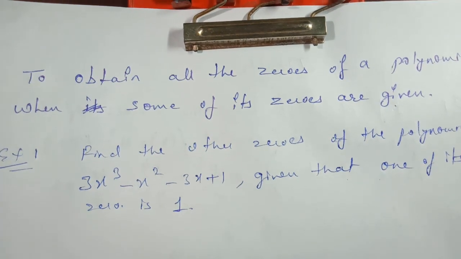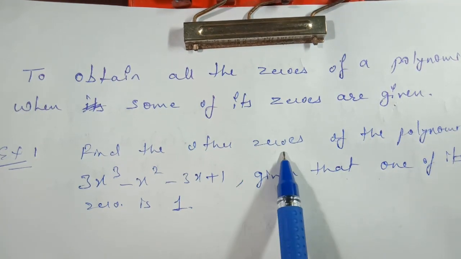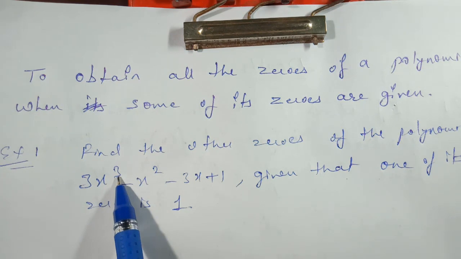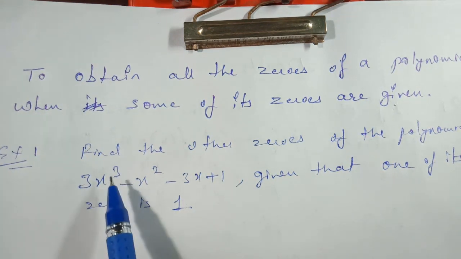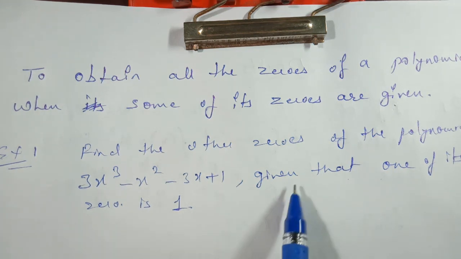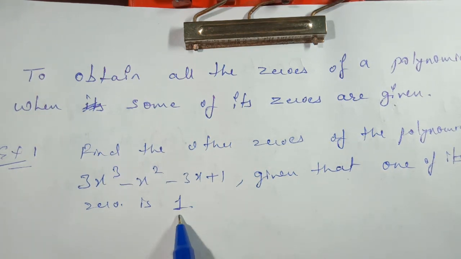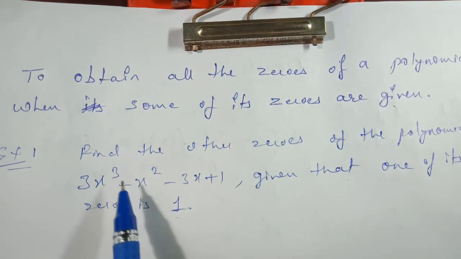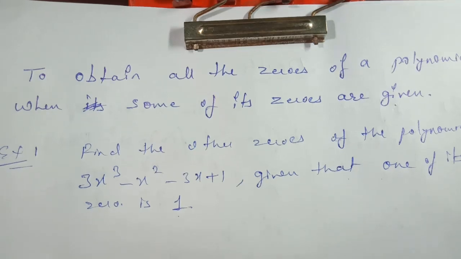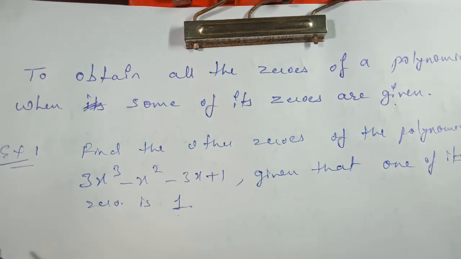1. Now about the zeros, we know that it depends on the degree of the polynomial. Since here the polynomial has the degree 3, it means this polynomial has 3 zeros. Out of 3 zeros, 1 is given. We have to find the other zeros, means the 2 zeros which are left. So here is the process.